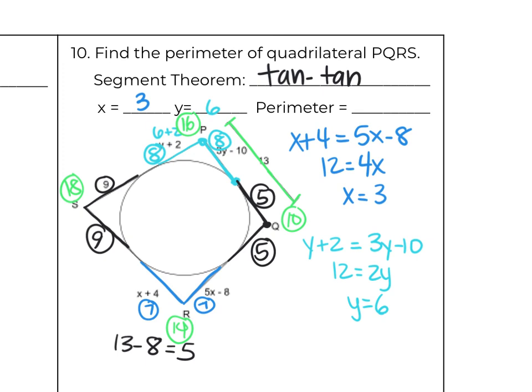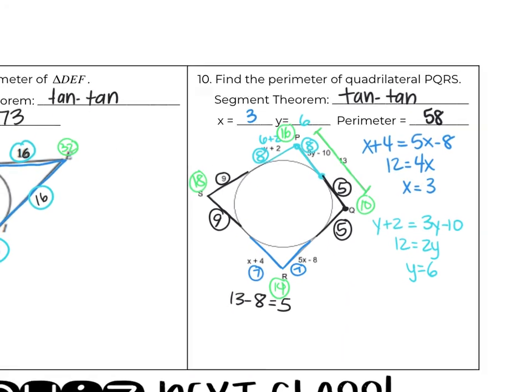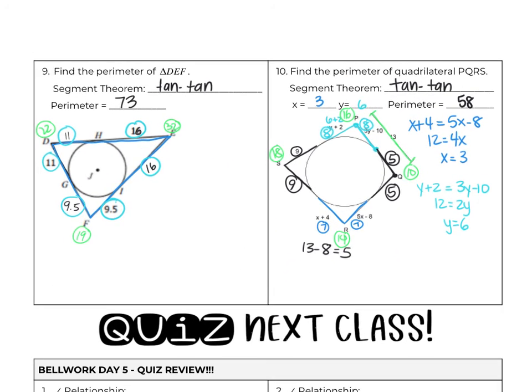Okay, so just to check in here, you should have added those and gotten 58. If you are virtual, make sure you are submitting the homework for today, 6.4 homework and homework check. We will have a quiz next class, so if you do not have 6.3 and 6.4 done, I would try to get that done as soon as possible because that's what that will be over. And then we'll have 2 more lessons before the test. All right, have a good day.